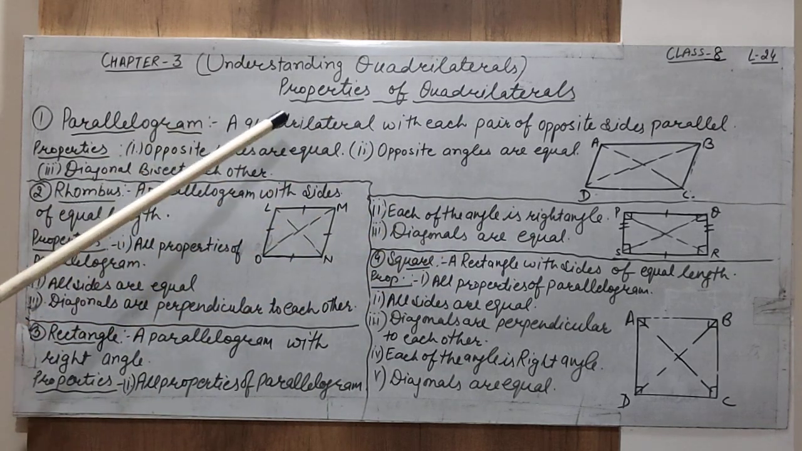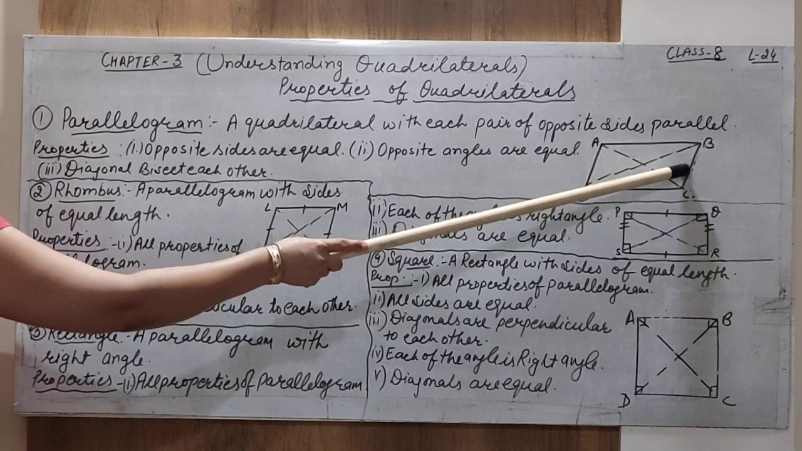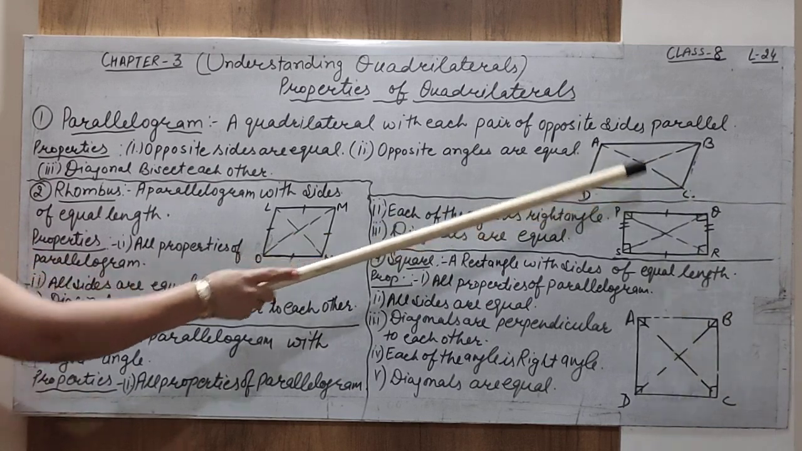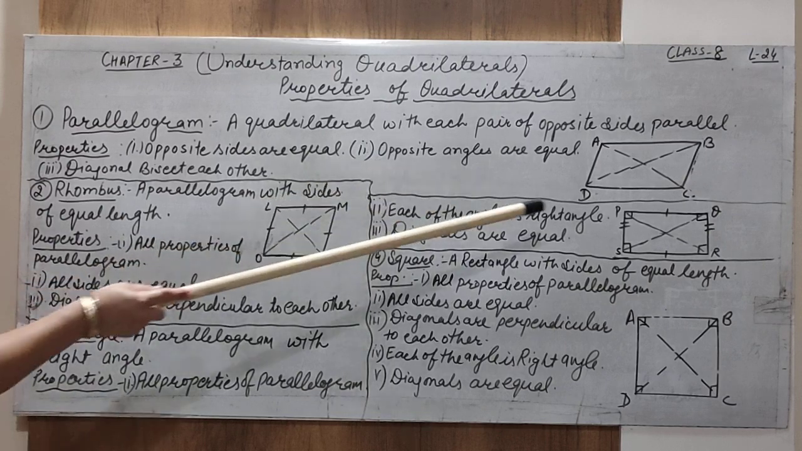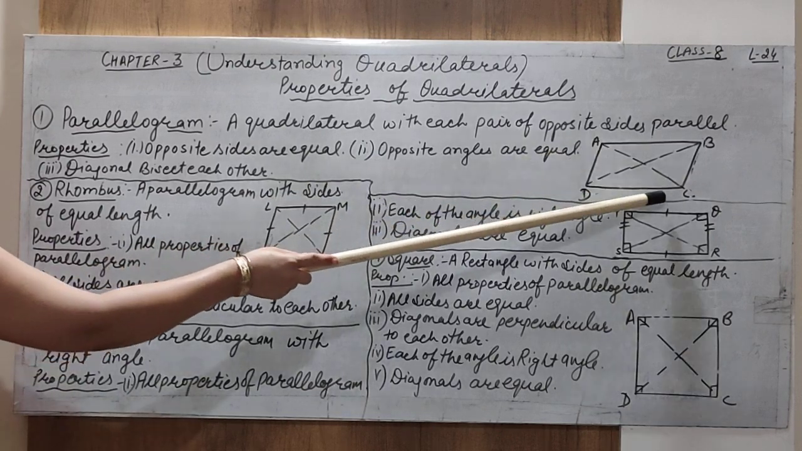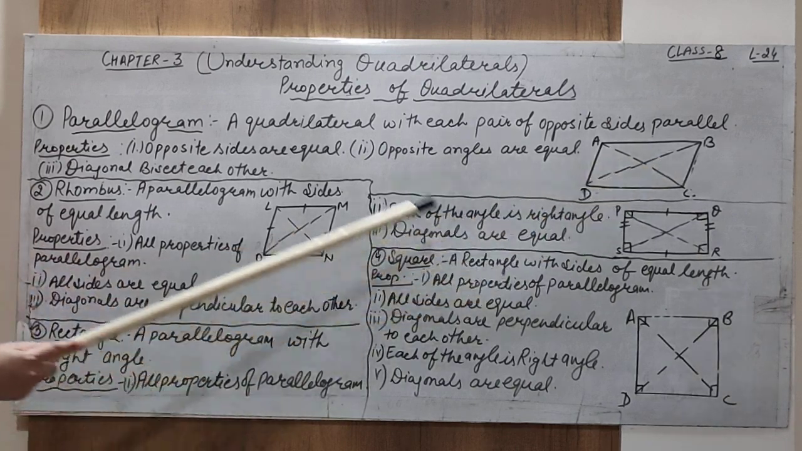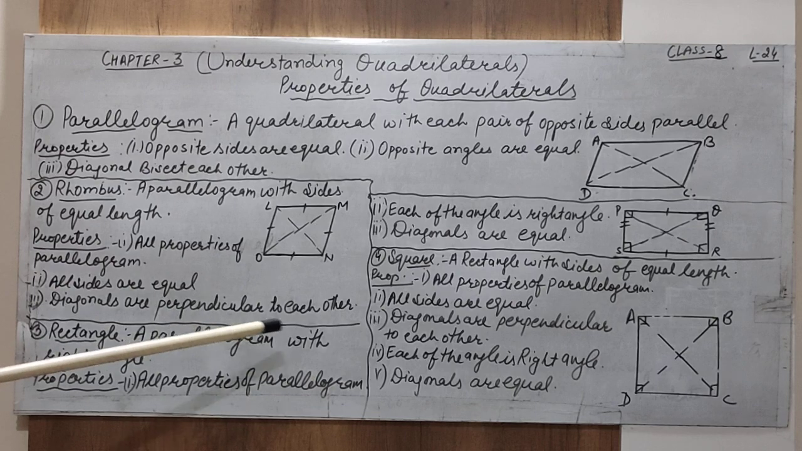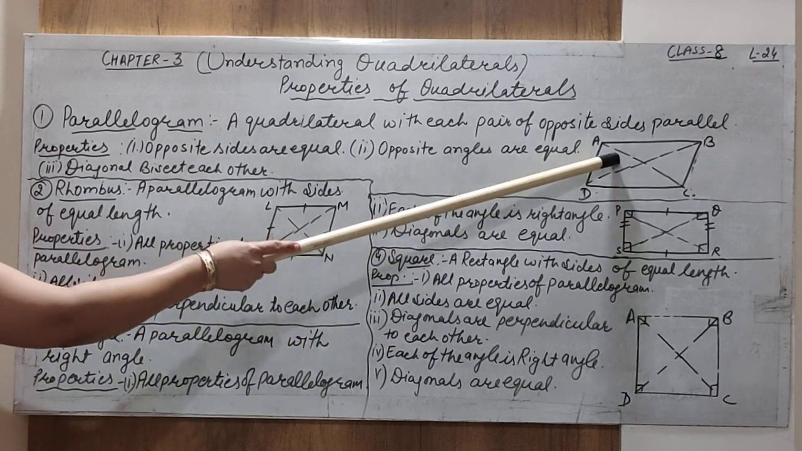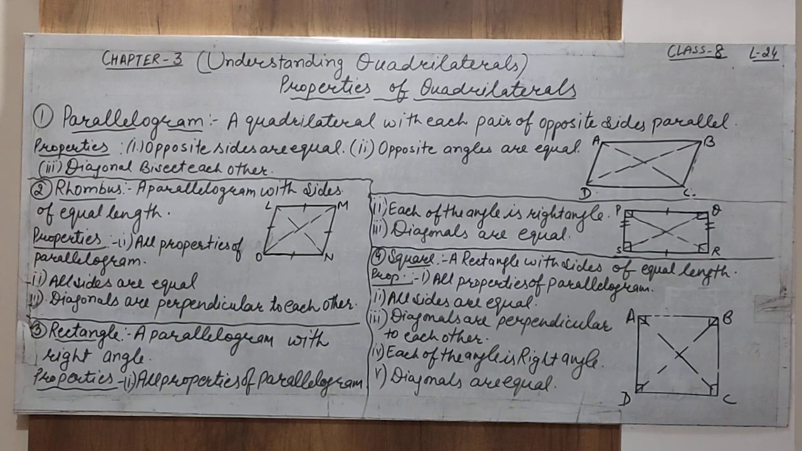So a parallelogram is a quadrilateral with opposite sides parallel as well as equal, and opposite angles are equal. That is, angle A equals angle C, and angle D equals angle B. And the third property is that diagonals bisect each other. That is, the diagonals cut each other in equal lengths.